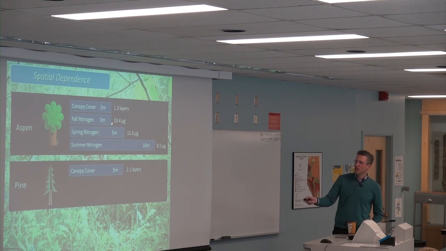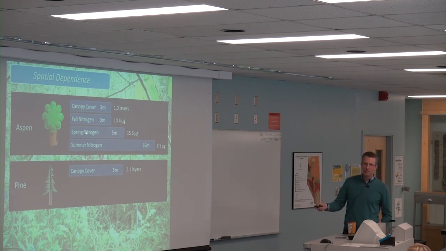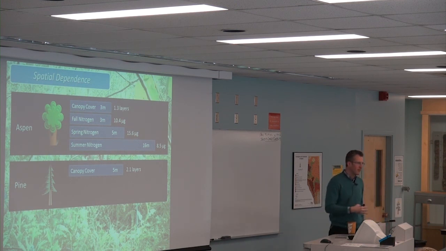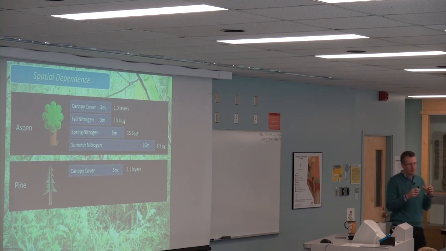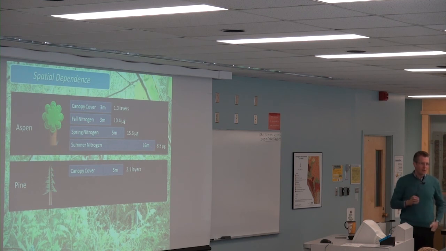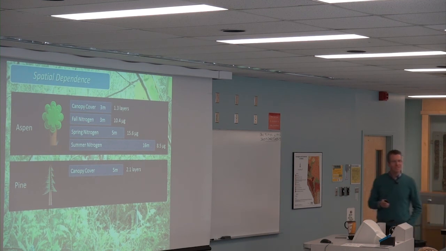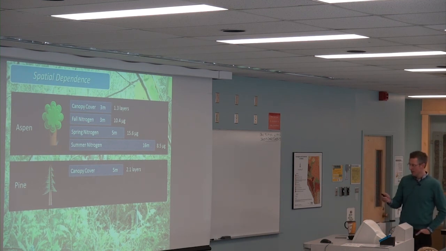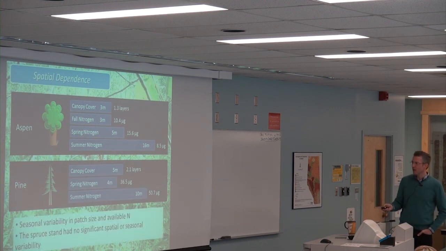So in the fall, nitrogen had a similar patch, suggesting that it was maybe related to canopy dynamics. But in the spring and summer, it had a very different patch size. And I don't think anyone in the literature has looked at the seasonal variability of patch size, right? So if you think about this, it means that these patches are sort of expanding and contracting seasonally, is what it would suggest. And I don't know if I can explain that or not, right? So it needs more work. And it's sort of slightly different in the pine system.